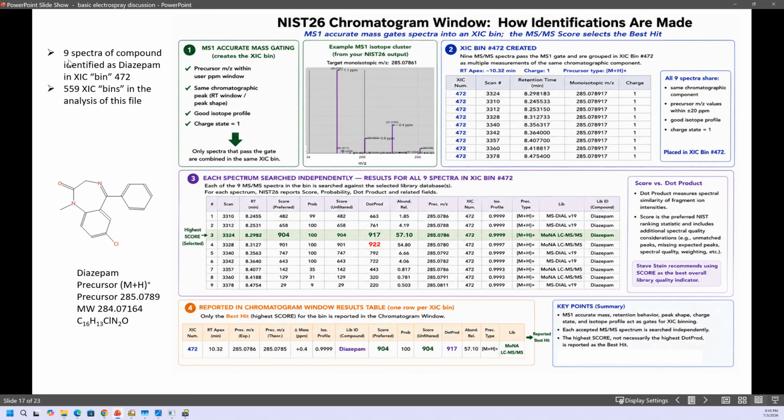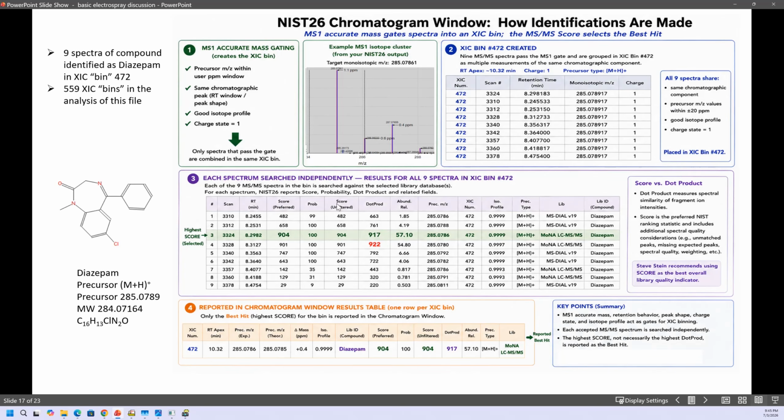If you look up at the top here, there were 9 spectra, as I said, and there are 559 XIC bins in this analysis of this file. So there's a lot of things that it grouped together, but this is the one I wanted to show you. And if you turn off the best hit within the display, you can see all 9 spectra and what all of their scores were. And you can see that there's some very low. So if you tried to average these, it would probably take away from the search quality. And so that's really why they tend to just take the best hit.